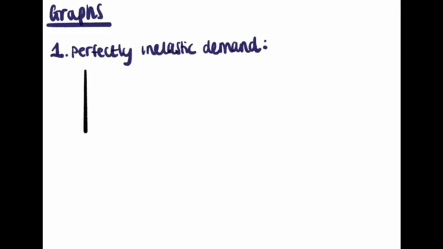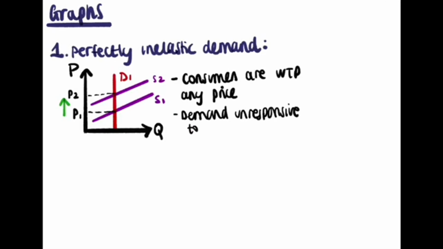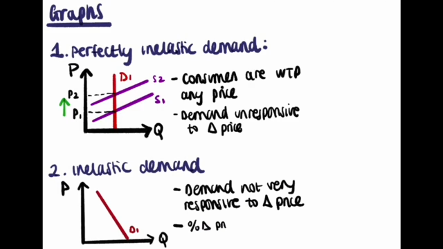The graph for perfectly inelastic demand is represented by a vertical demand curve, and we can see when price increases, there is no change in the quantity demanded. Consumers are willing to pay any price and are unresponsive to price changes. The curve for inelastic demand is still relatively steep. Price has increased, but demand has fallen by a smaller amount.